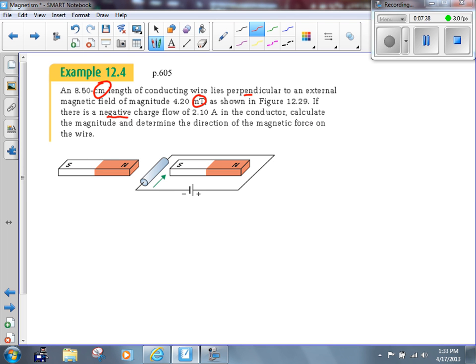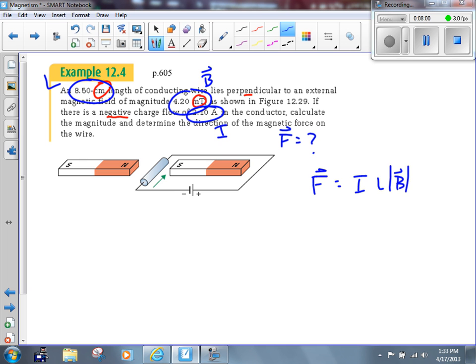We want to find the magnitude and the direction of the magnetic force on the wire. So this is going to be our length. This is the part of the wire that's perpendicular and exposed to the magnetic field. This is going to be the magnetic field value. This is going to be the current, 2.10 amps, and we're looking for the value of the magnetic force. The equation that we're going to use is the one that we just learned. There's no problem with using that because the particles are moving perpendicular to the field.